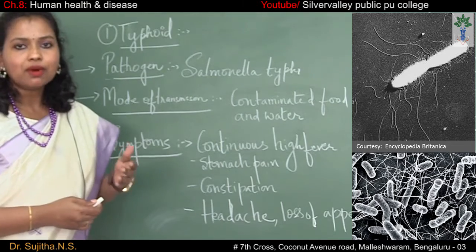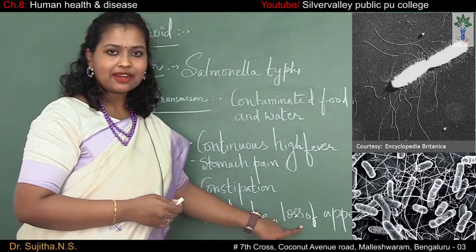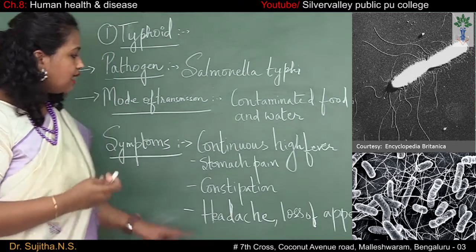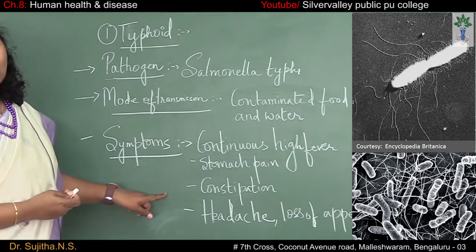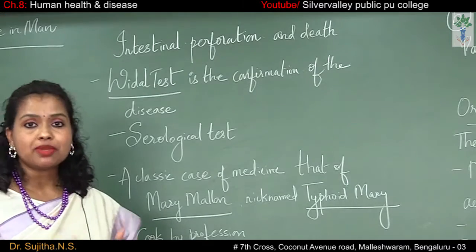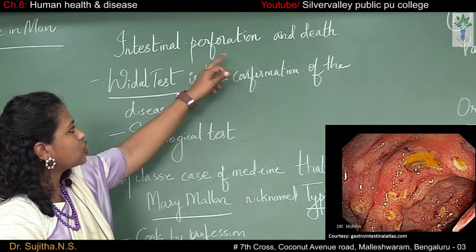Irregular bowel movements is called constipation, and loss of appetite means the person will not feel like eating. So these are the symptoms found in an individual suffering from typhoid. In the extreme case of typhoid, it results in intestinal perforation and death.